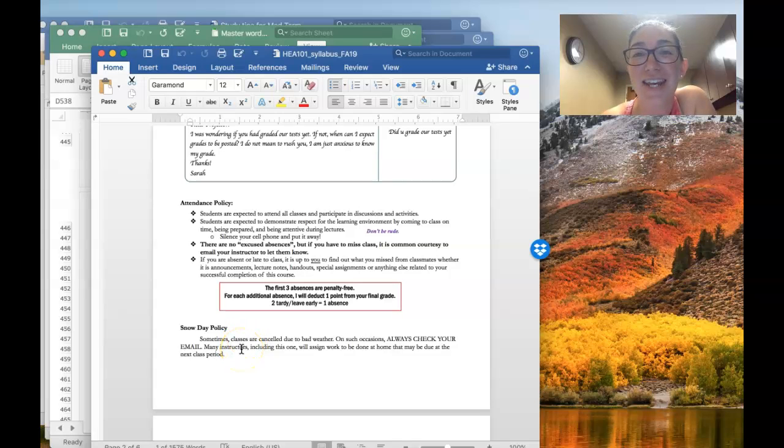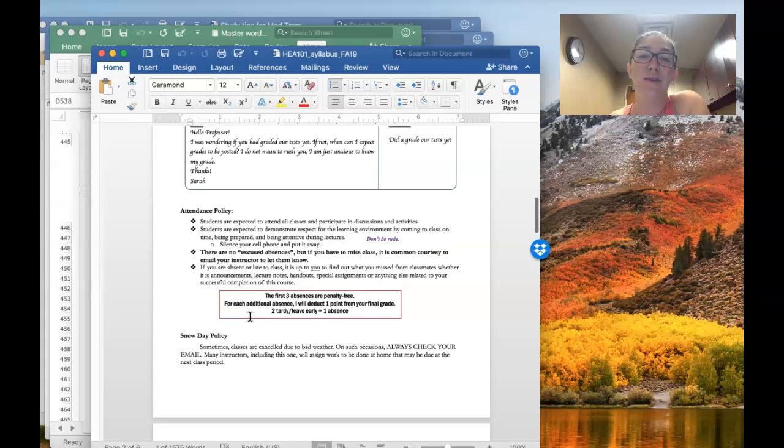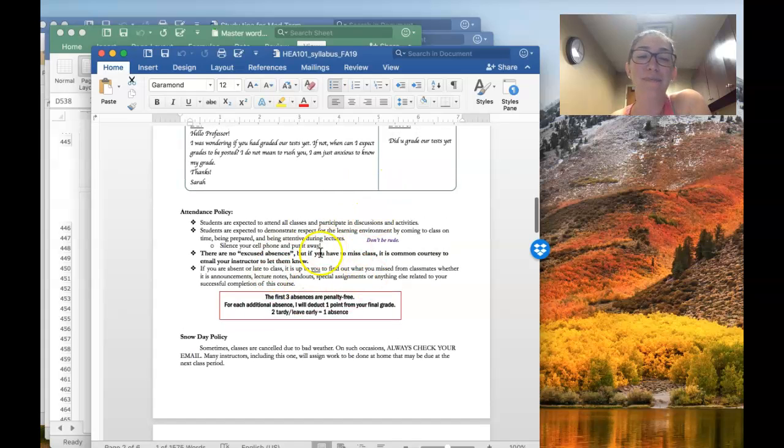Okay, so snow days are not necessarily free days off. Most of the time, if there's a snow day, I will assign some kind of at-home assignment, and a lot of professors will. So if there's a snow day, make sure you check your email to make sure that there's no assignments that you need to do by the next class period.